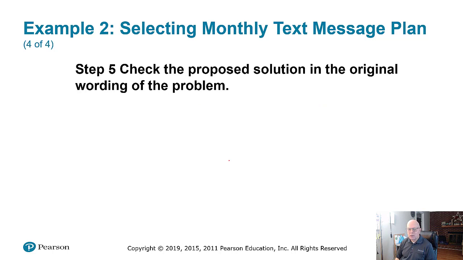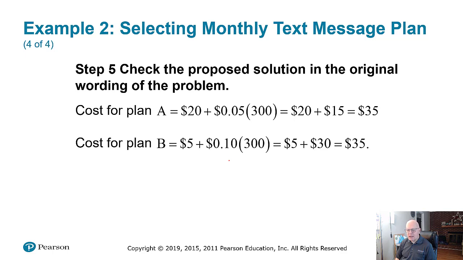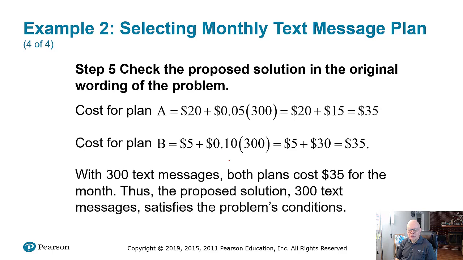Check it in the wording of the problem. There's the cost for Plan A with 300 text messages. For Plan B, 300 text messages, 35 for each, so we're good. We've got the right answer.